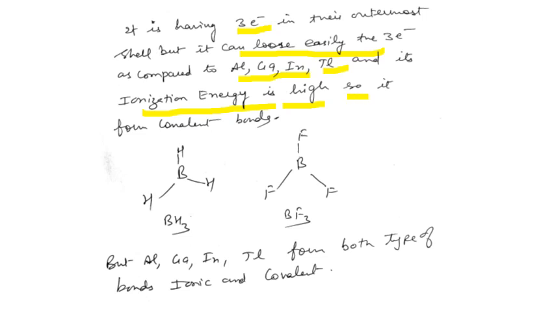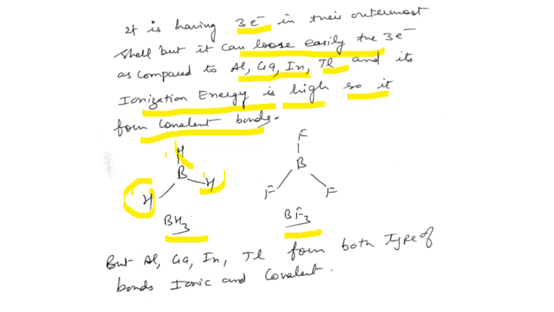So it has the capability to form covalent bonds like BH3. Here you are seeing it shares electrons with hydrogen. With 3 hydrogens it forms the covalent bond BH3, BF3. So this is one important difference found in the boron family. Boron has a different nature. It always has the capability to form covalent bonds by sharing.